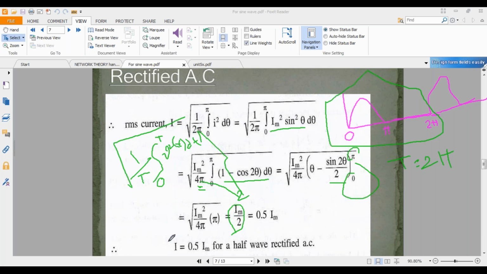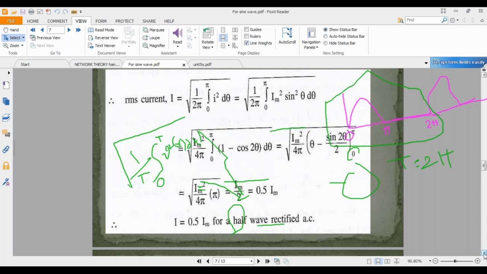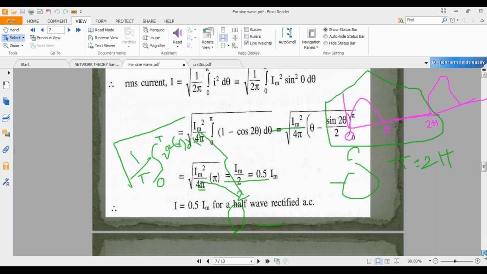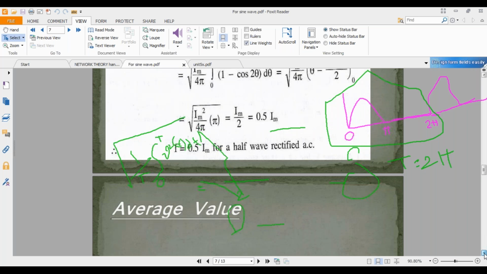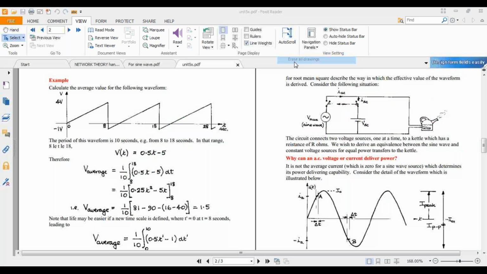That is the Vrms value. The Vrms value for the half wave rectifier is Im by 2, whereas for the full sine wave it is Im by root 2. Like that, you can find out the RMS value and average value for different types of waveforms also.